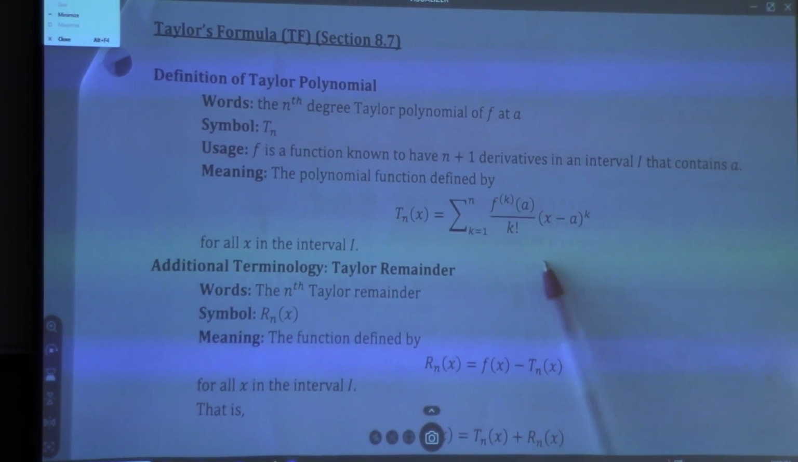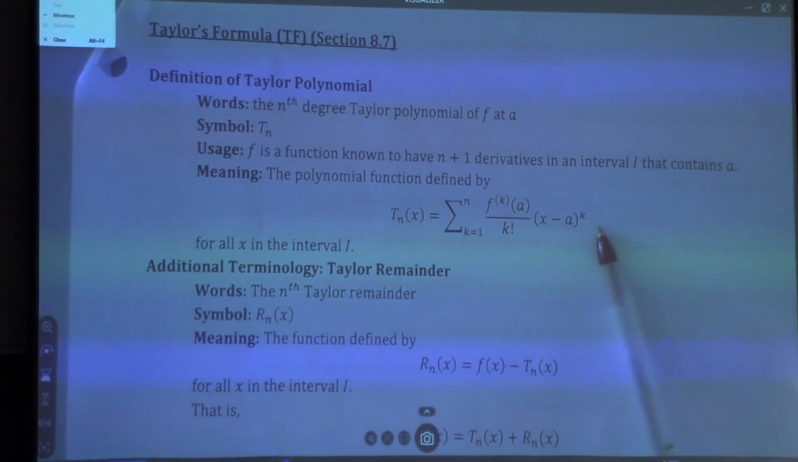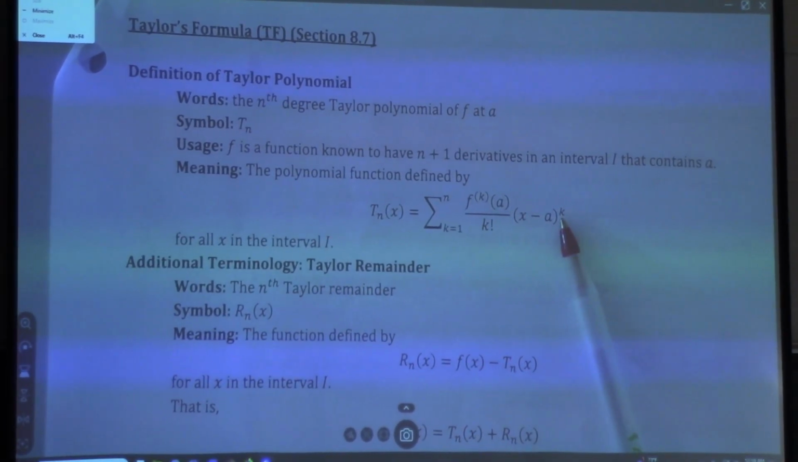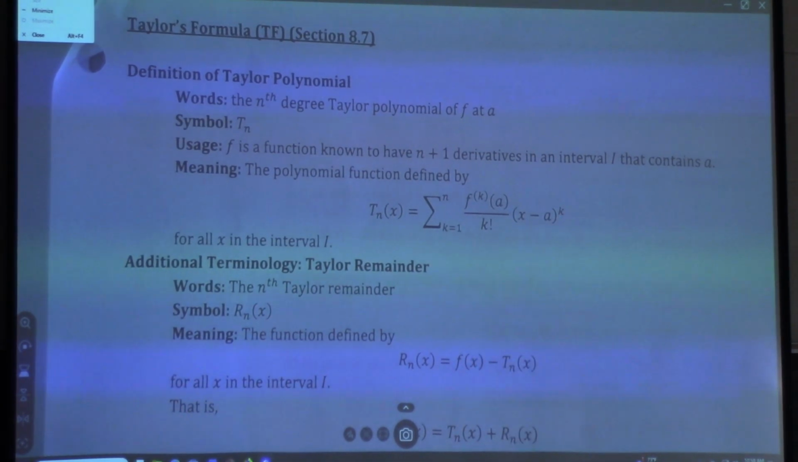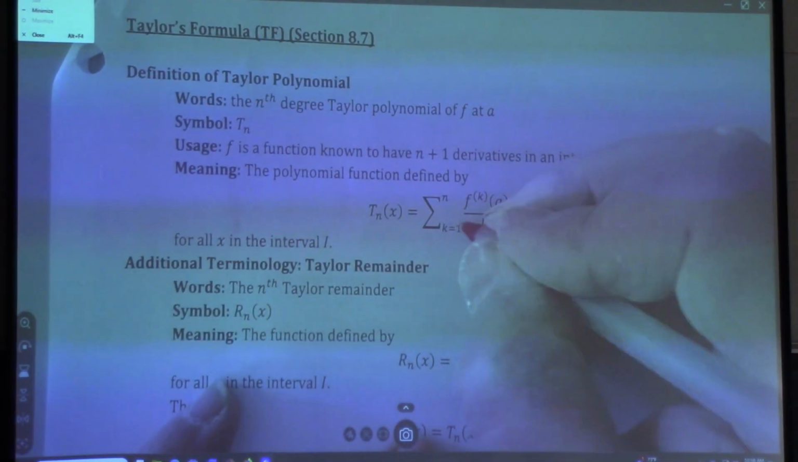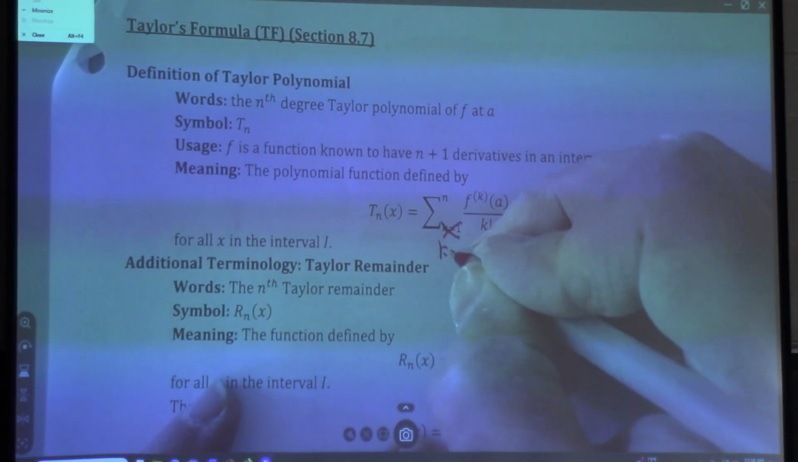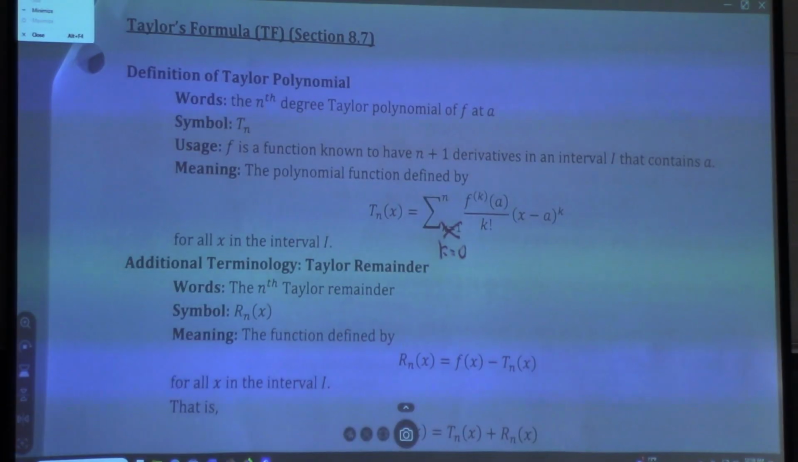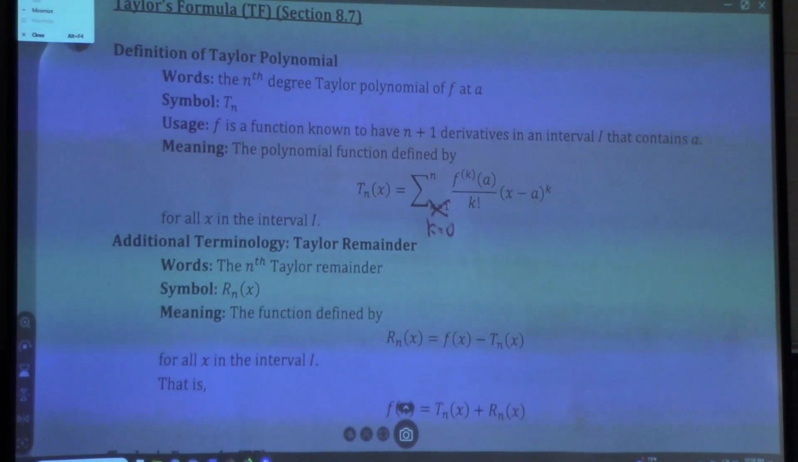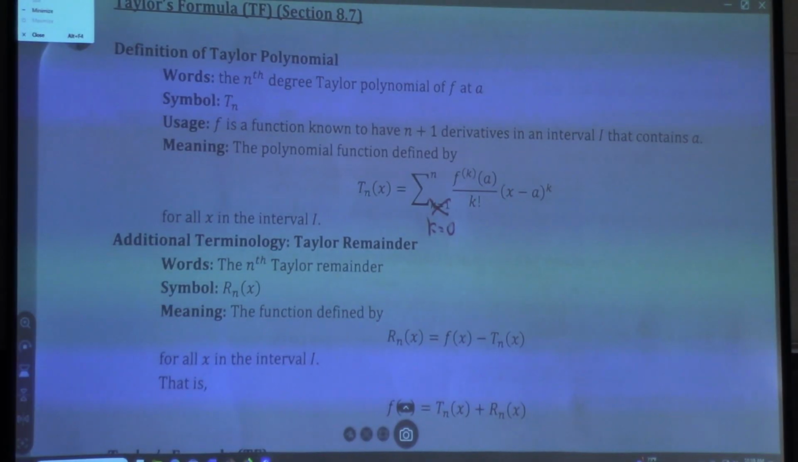So there's a bunch of terms being added up, starting with the power k equals 1. Well, this actually should be k equals 0. So cross that out. This should say k equals 0. Now, notice that this always converges because it's just a polynomial. It's just a finite bunch of things being added together.